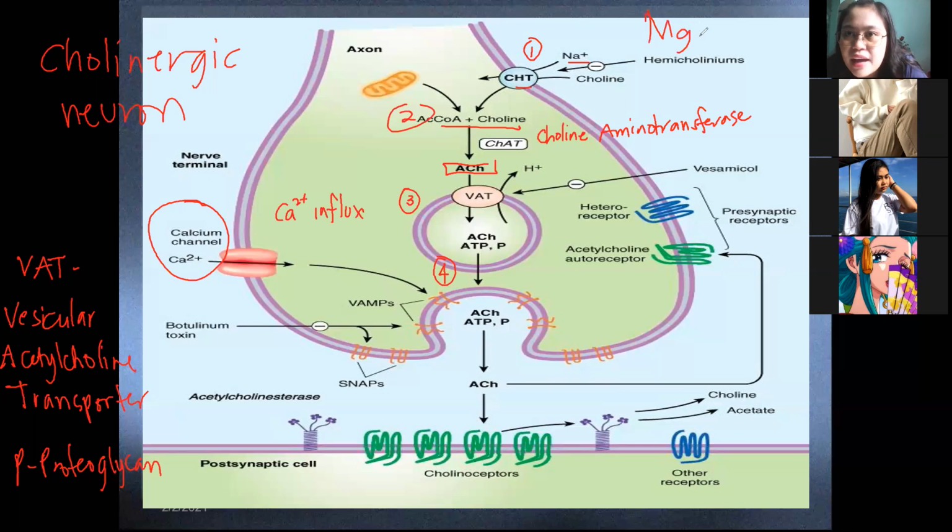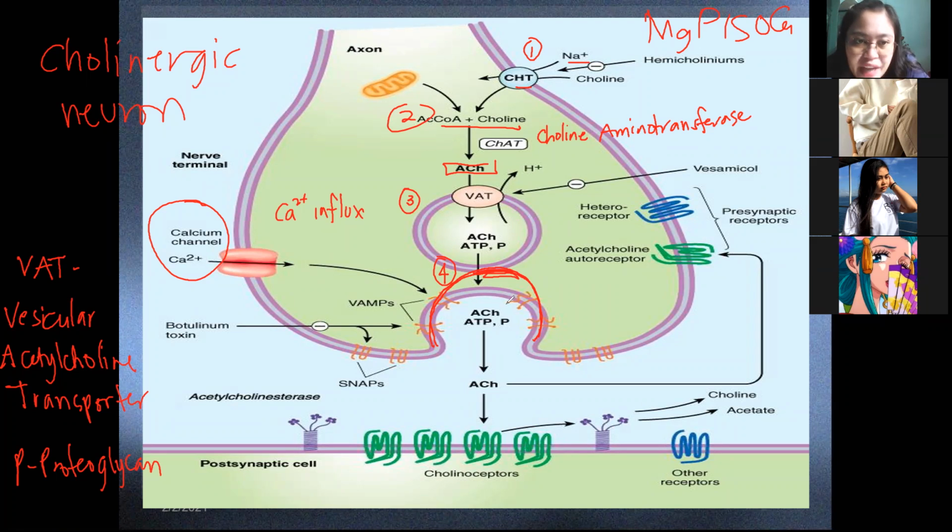Remember, magnesium, potassium in, sodium, calcium out. So calcium is actually found outside the cell, but for us to release the acetylcholine, calcium needs to enter. There must be calcium influx. Now, once there is calcium influx, there will be a fusion. I will draw it. When there is a lot of calcium inside, there will be fusion of the membrane and the vesicle.